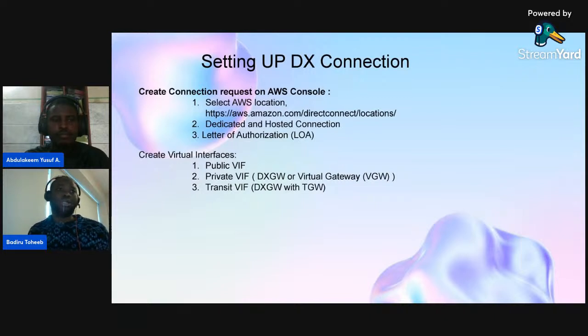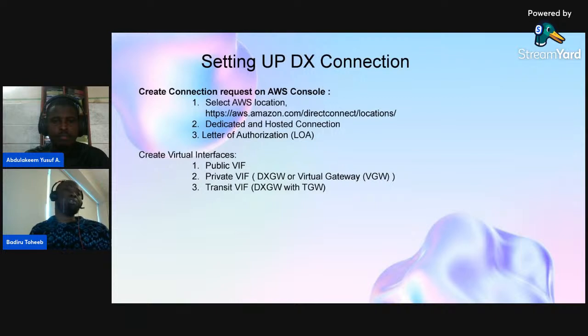Without a DX gateway, if you use a virtual gateway attachment, that VIF will only be able to access that single VPC, that single VGW in that region. Meaning that without a direct connect gateway, you cannot use your private VIF to access your resources in another region, except the region where you have your direct connect connection.